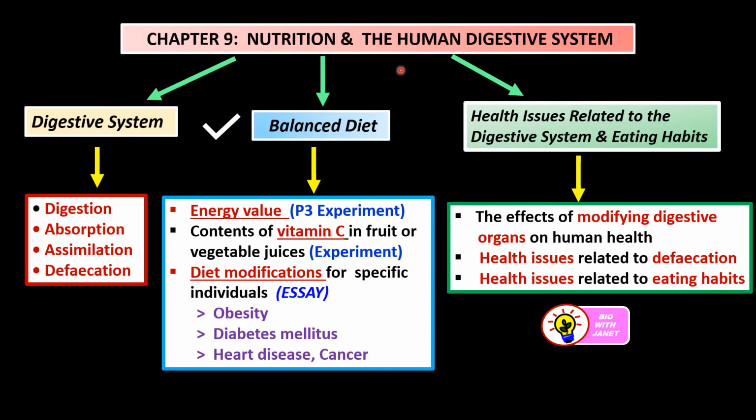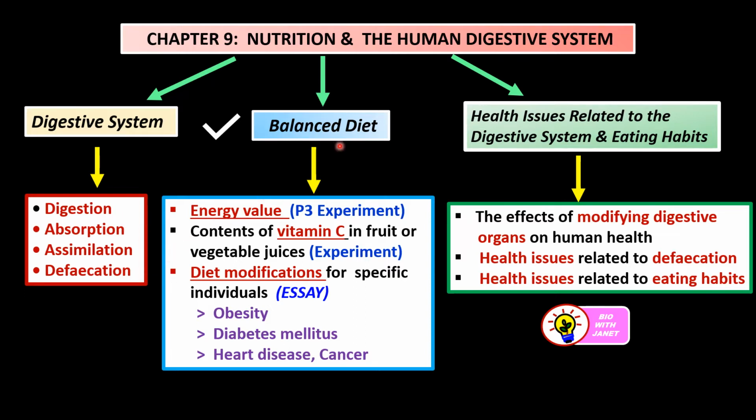So before we go on to the subtopic, let us have a look at this overview or concept map of Chapter 9, Nutrition and the Human Digestive System. Now, in the previous videos, we have already discussed the structure of the digestive system and also the processes of digestion, absorption, assimilation, and defecation.